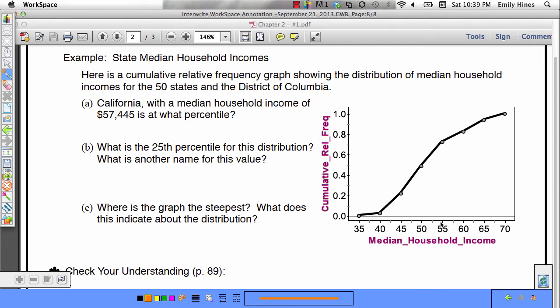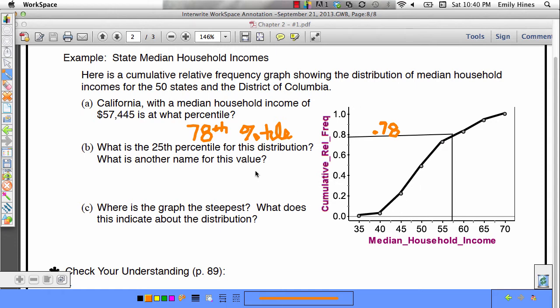So if I go to about 57,455, it's about right here. And I go straight up, and then I look straight across, and I get about 0.78 maybe. And since my cumulative relative frequency means that all these points added together until I get to this are about 0.78 of the whole thing, that means that this is the 78th percentile. Okay, so that's how we found percentiles based on cumulative relative frequency graphs.